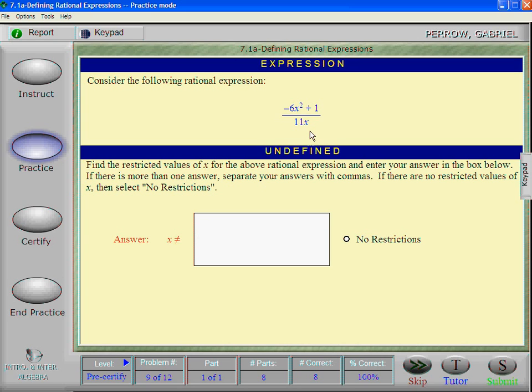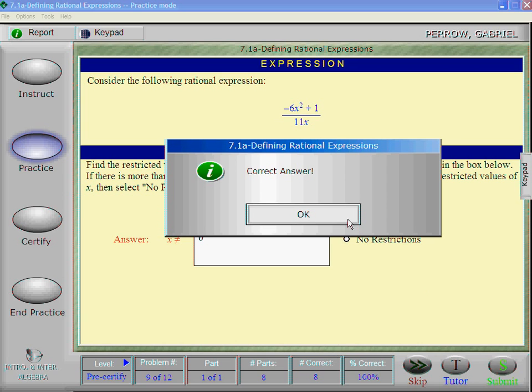If I were to plug in 0 for this, 11 times 0 is 0. I don't want that to happen. So this is one of those instances where 0 is going to be the problem value, because when I plug it in, I'm going to get 0. That doesn't always happen. Sometimes 0 isn't a restriction. The result of 0 on the bottom is always the problem.